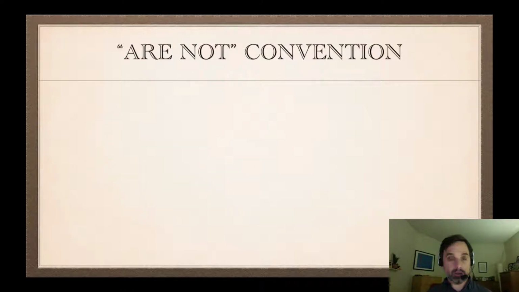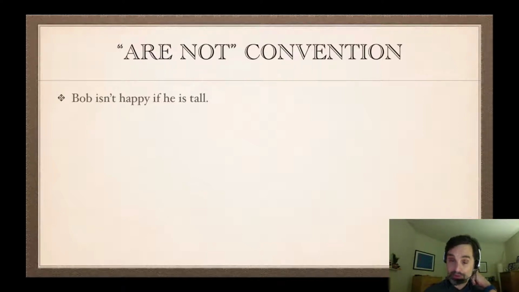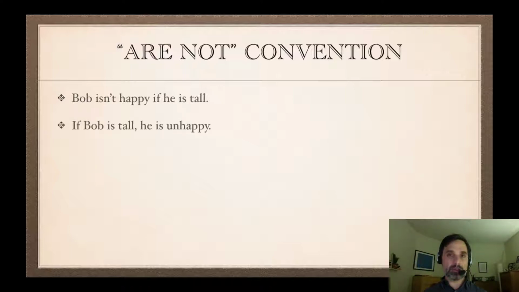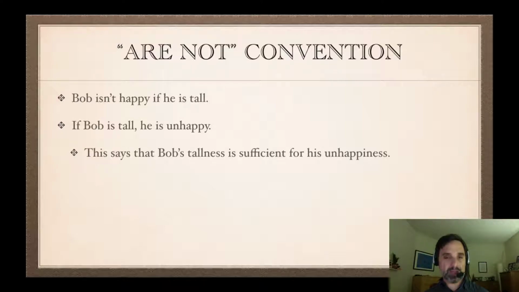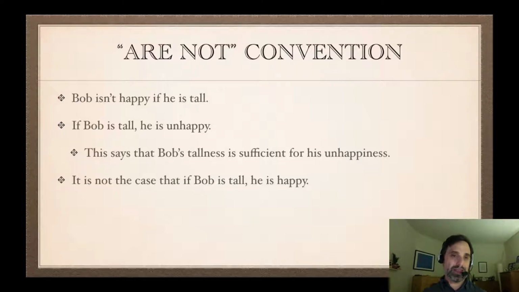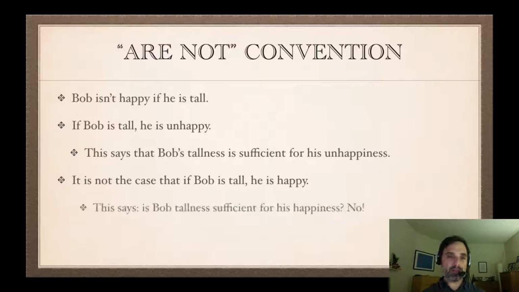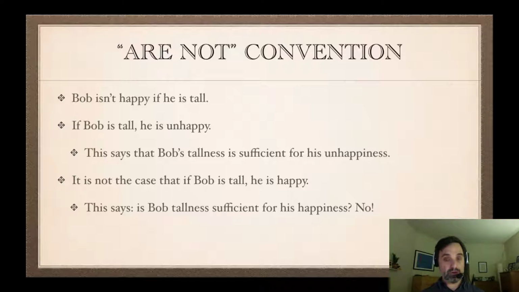We now have an 'is not' convention also. So suppose we say Bob isn't happy if he is tall. Well, one natural way to hear this sentence is as saying, if Bob is tall, he is unhappy. So we're saying Bob's tallness is sufficient for his unhappiness. But there's another way of hearing this sentence: it's not the case that if Bob is tall, he is happy. And this says, is Bob's tallness sufficient for his happiness? No. But it doesn't mean Bob's tallness is sufficient for his unhappiness either.